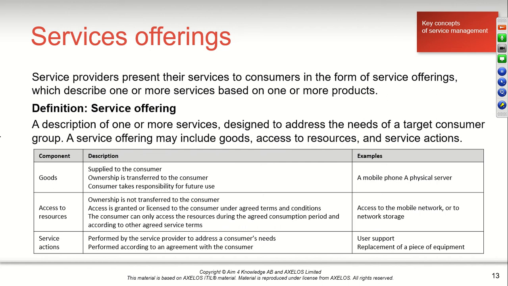That's access to resources. We also mentioned the third one, which is the service action. A service action is performed by the provider as a way of addressing the consumer's needs. That is also based on an agreement that has been made with the customer, or the SLA. An example of a service action is user support or a request for replacement of equipment. As long as it's within the warranty period, then the replacement will be made.